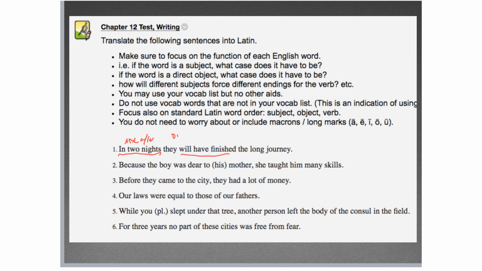So duobus, noctibus. All right, longum, neuter, because iter is neuter. All right, and finiverit. Oh, sorry. Finiverint, because it's they. All right, so in 2 nights, duobus, noctibus, they will have finished the long journey. All right, and I will leave the rest to you.